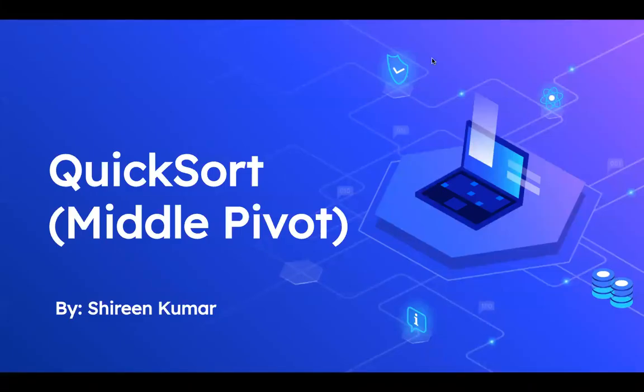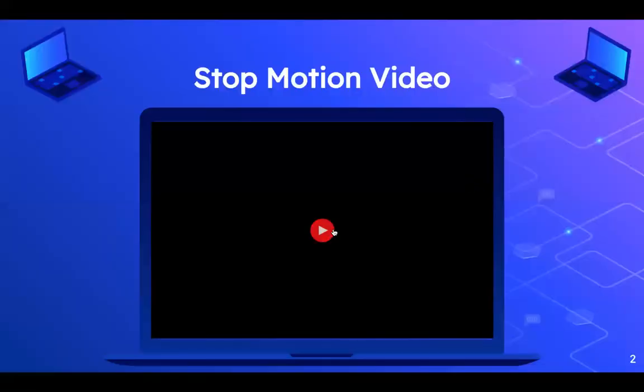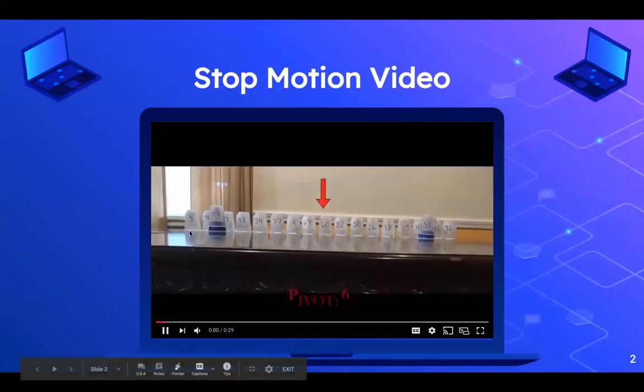I'm Shireen Kumar and today I will demonstrate for you how the quick sort function using a middle pivot works on my random list of 19 numbers by using a stop motion video that I had made and explaining it through a presentation. So first I'm going to show you my stop motion video and it's right here.